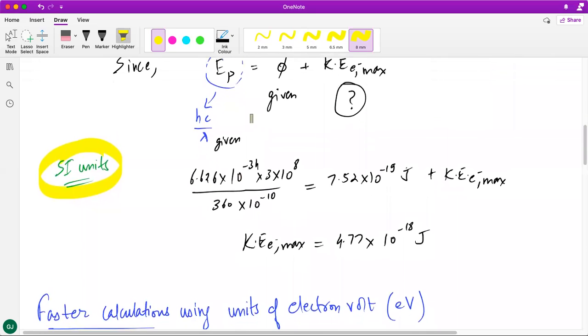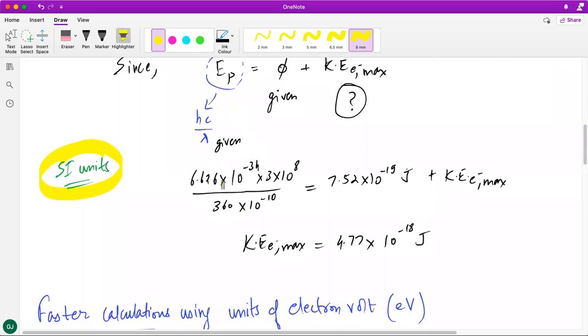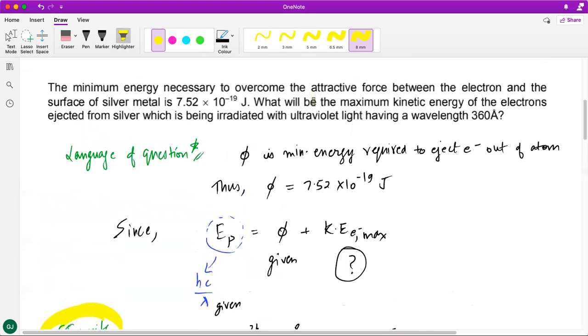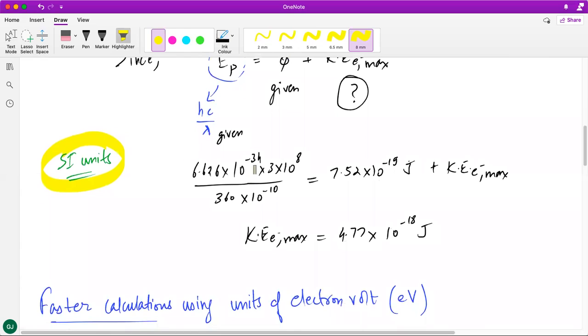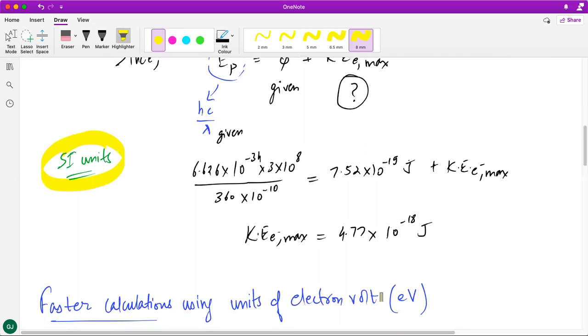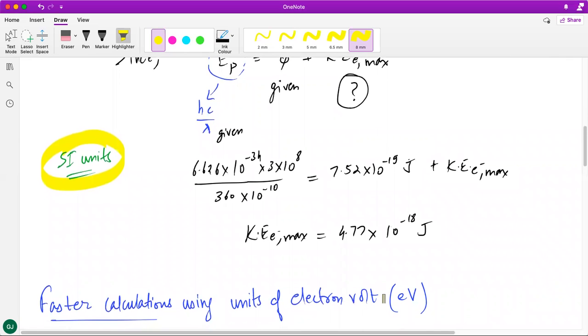Now, as you would have noticed, this is a cumbersome calculation. Every time you have to solve the photoelectric effect equation, putting the value of h and c and then solving it is a bit time consuming. So here, notice, we have another unit which helps us to do calculations in a much faster manner, and that unit is electron volt. You remember in the last class, towards the end, we described what electron volt was and how it was derived and defined.